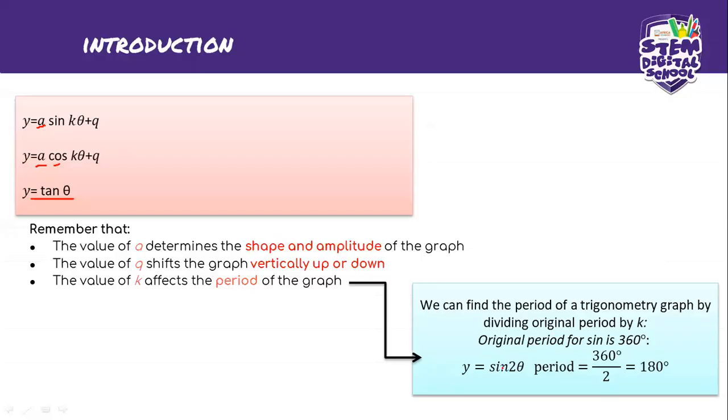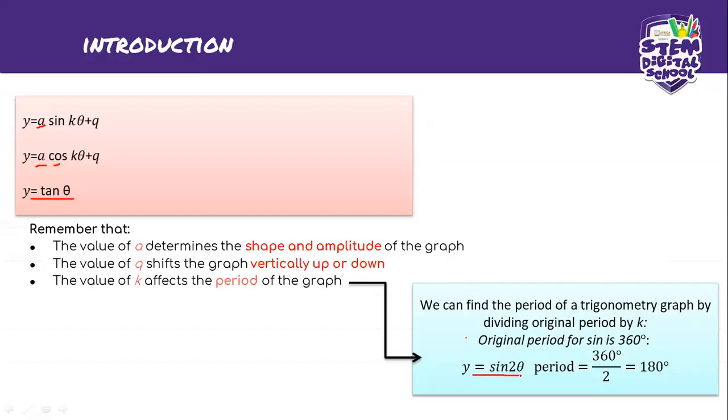For instance, let's say we have y equals sine 2 theta. And the question says determine the period of this particular graph, right? Now we can see in this case, the value of K is what? K equals 2. Now, how do we determine the period? You say period equals the original divided by 2, then it will give you what? The period of this particular graph, right?